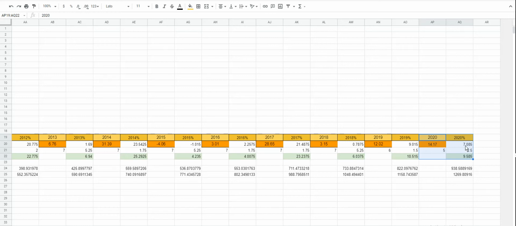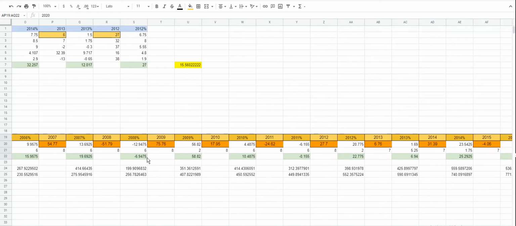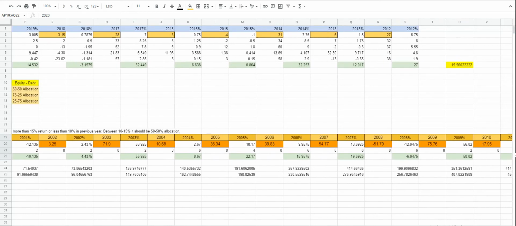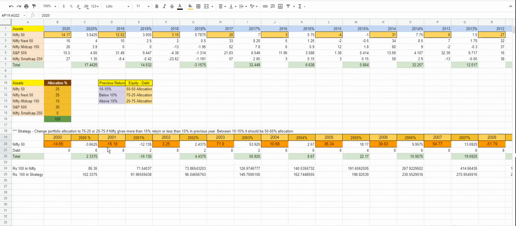So even here you have reduced your risk by 50%. In year 2008, you have reduced your risk by over 80-90%. So if you compare this and 2001, you have reduced your risk: say minus 16% in Nifty, you had a minus 10% with this strategy. Year 2000 was the dot-com bubble. Nifty had a minus 14% or minus 15% return. You had a profit of 2%. So we were able to reduce the risk using the debt component and changing the allocation year after year.